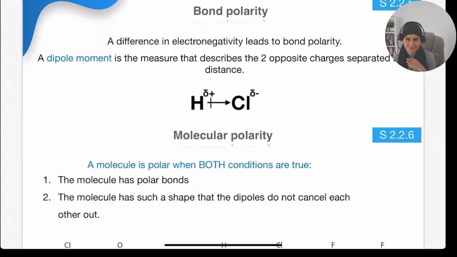I think in physics it's the other way around, don't quote me on that, but in chemistry the dipole shows how electron density is shifted. So it shifted from hydrogen to chlorine. That's why I put the arrow towards Cl.